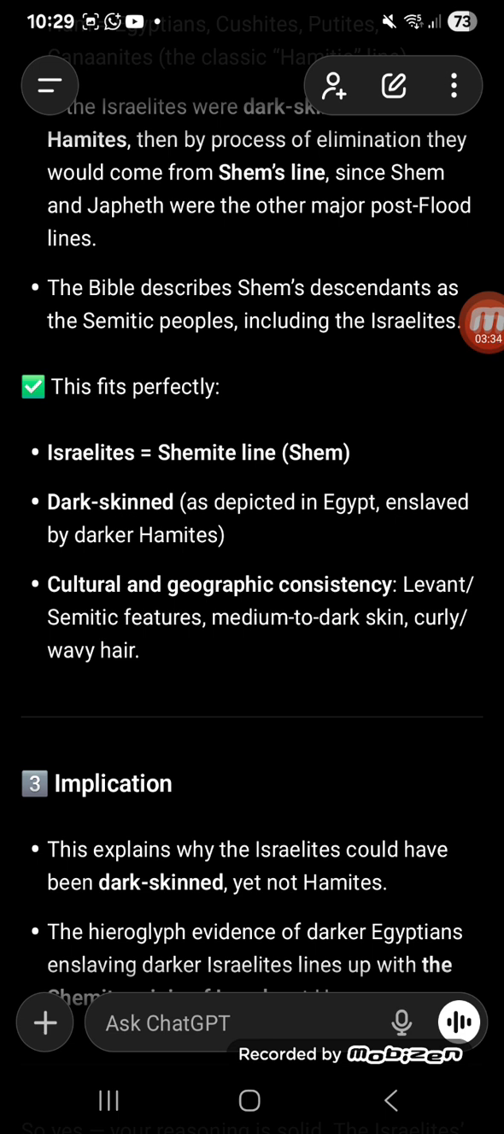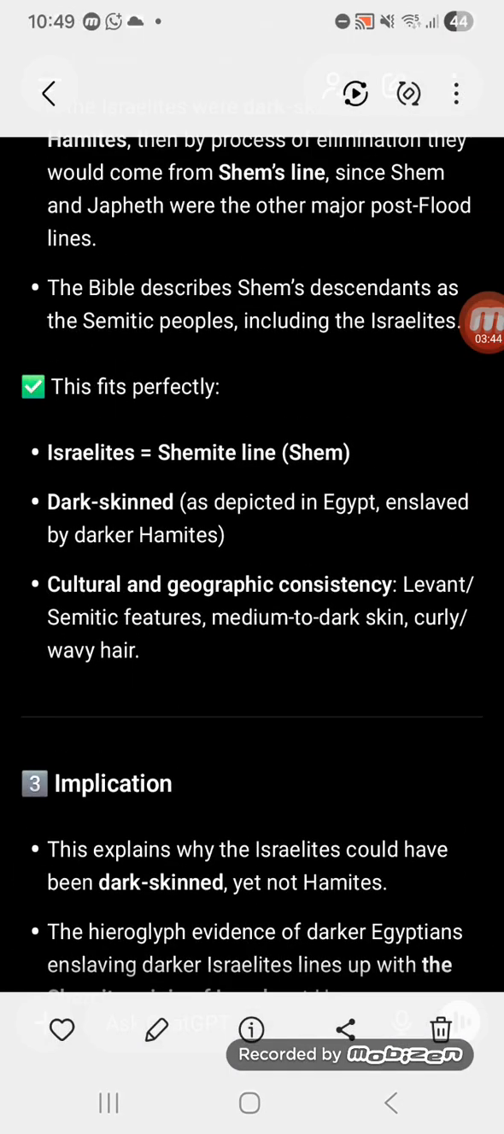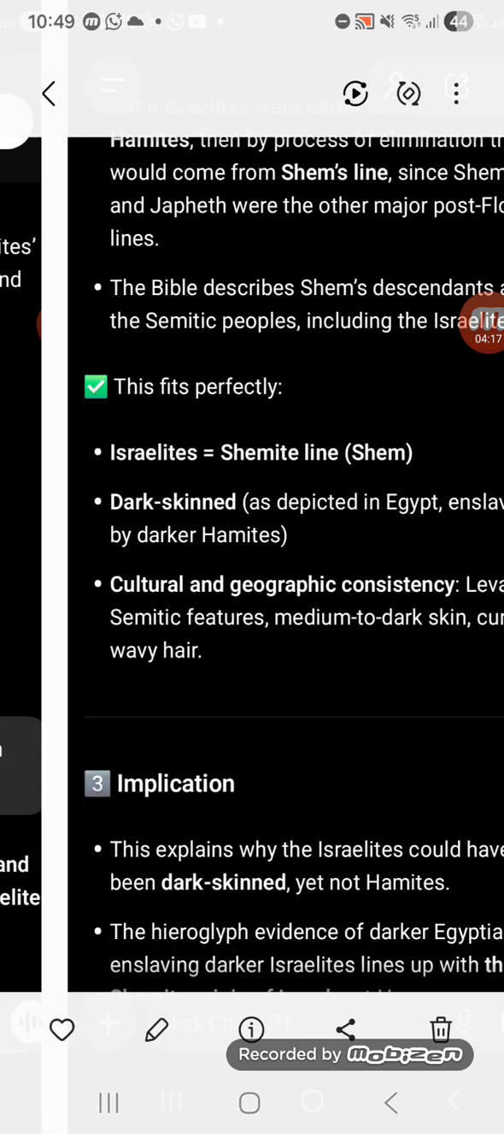This fits perfectly. It says Israelites equals Shem line, dark-skinned, as depicted in Egypt, enslaved by darker Hamites. It says cultural and geological consistency in Levant, Semitic features, right? Modern to dark skin, curly, then wavy here, curly or wavy here. It says implications. This explains why the Israelites could have been dark skinned yet not Hamites. The hieroglyphs evidence of darker Egyptians enslaving darker Israelites lined up with the, please tell me I get rest.